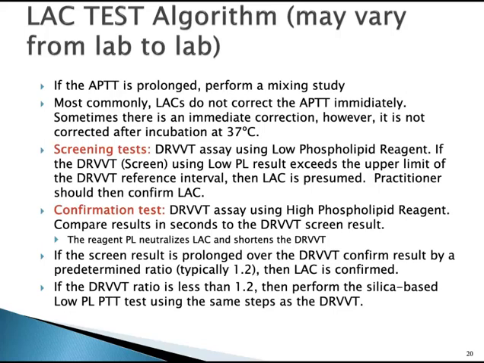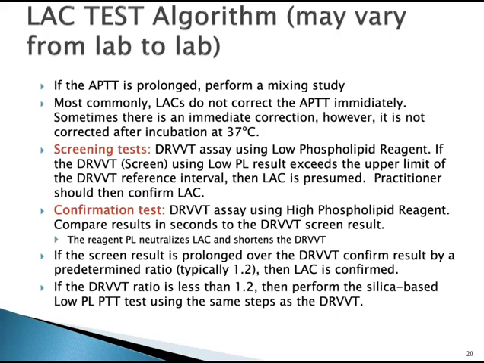Okay, so what happens here is that you compare the results in seconds to the DRVVT results of the screening test. Okay, the phospholipid reagent here neutralizes lupus anticoagulants, and it's supposed to shorten the DRVVT. Okay, that's why we use high phospholipid reagent. It will neutralize the lupus anticoagulant and shorten the DRVVT. If the screen result is prolonged over the DRVVT confirmation result by a predetermined ratio, which is typically 1.2, then a lupus anticoagulant can be confirmed.